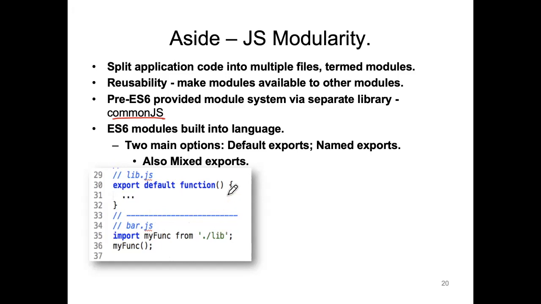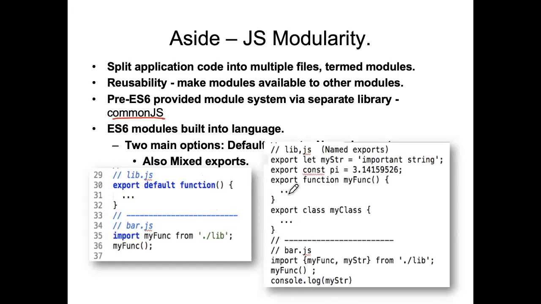So that's how you code default exports, and it's used typically when the module that you want to make available to other modules only has one entity that it wants to make available, a function in this case. Named exports is where you want to make multiple constructs available to other modules.